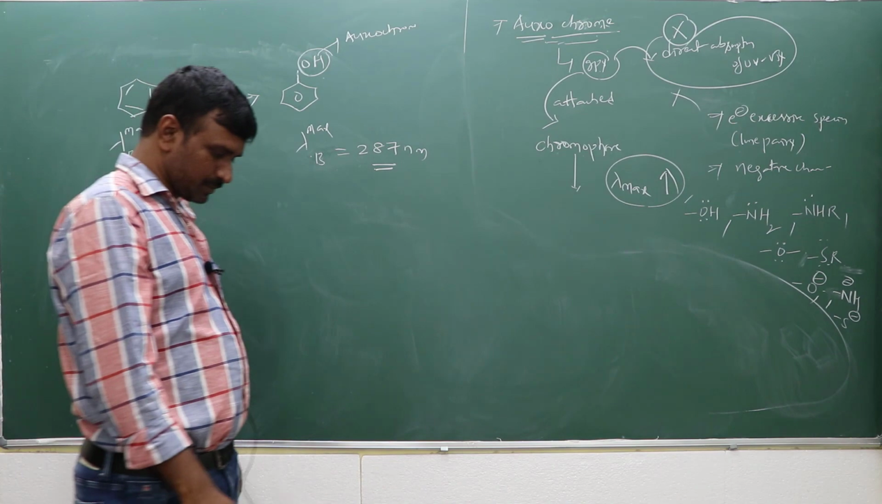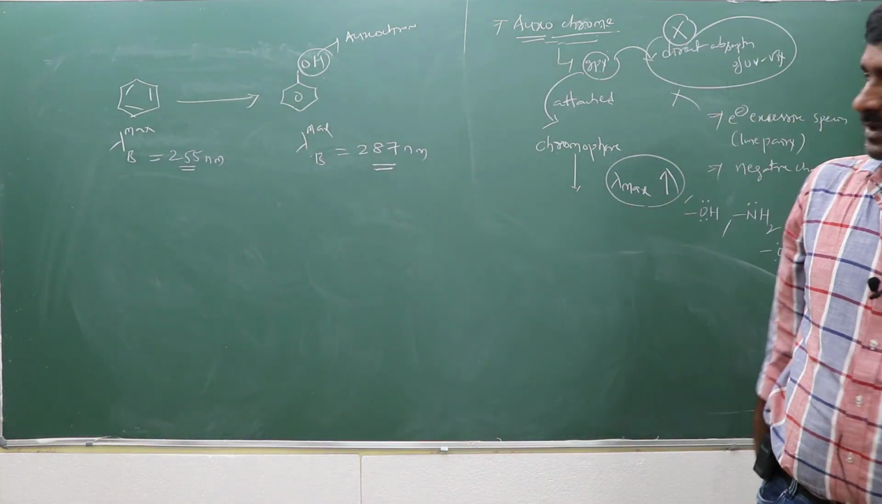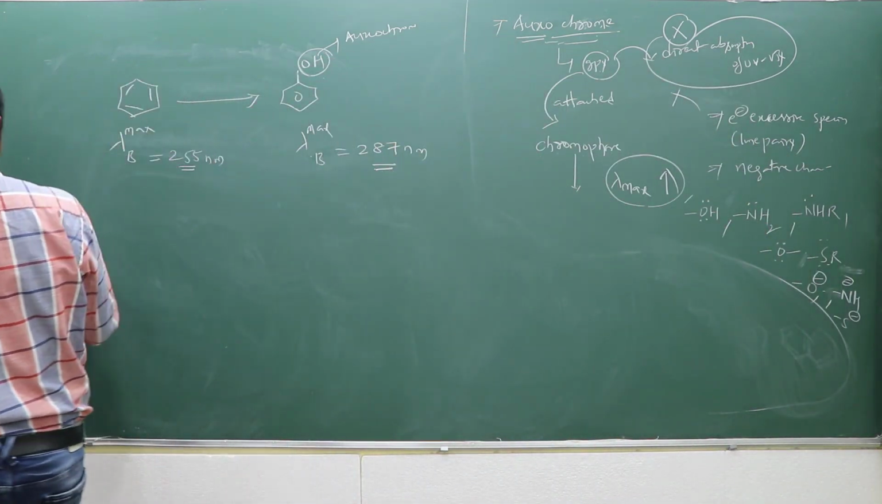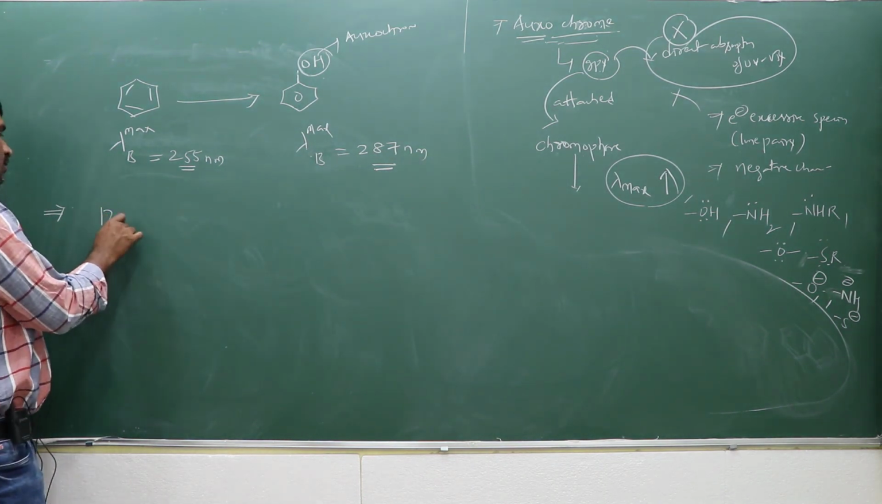Auxochromes, you know that. Chromophores, you know that. Another terminology is also there. Further, from the point of view of UV visible or electronic spectroscopy, bathochromic shift.